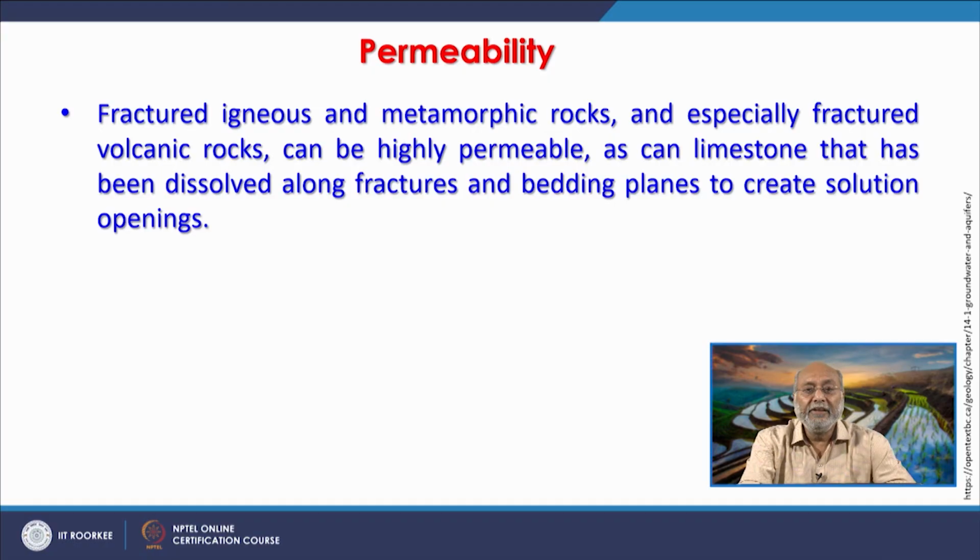Further, fractured igneous and metamorphic rocks, especially fractured volcanic rocks, can be highly permeable. The volcanic rock example I am giving is basalt, which is present in a large part of India. In the case of limestone, because of solution activity, it might be dissolved along fractures and bedding planes, and large openings can be found in a mine.